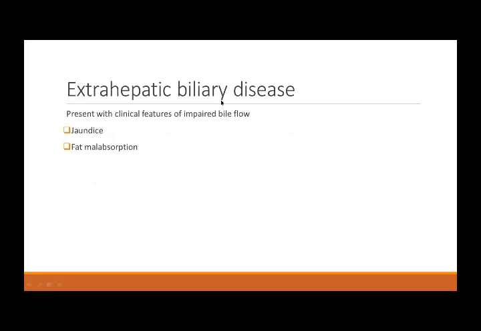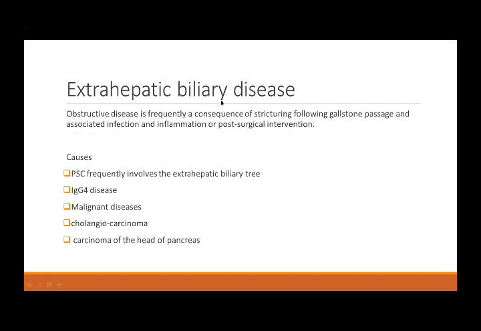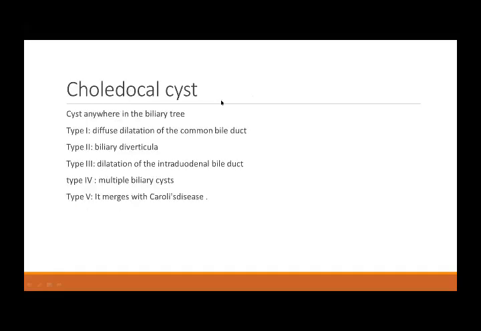Extrahepatic biliary disease presents with features of impaired biliary flow, fat malabsorption, and jaundice. This is where there are gallstones, strictures, the gallstone passage, infection, and post-surgical intervention. Some other causes are there. Choledochal cyst can be anywhere in the biliary tree. There are 5 types of these cysts.